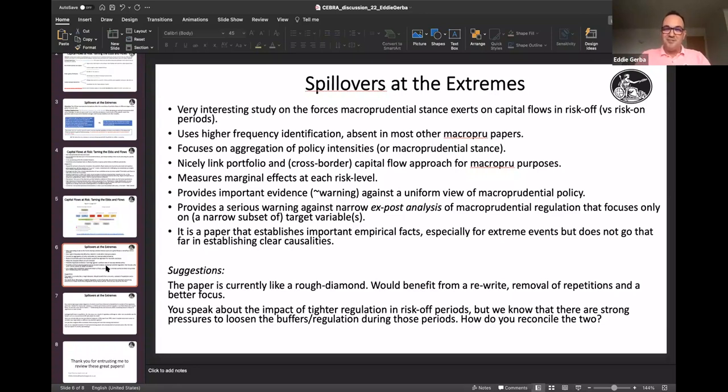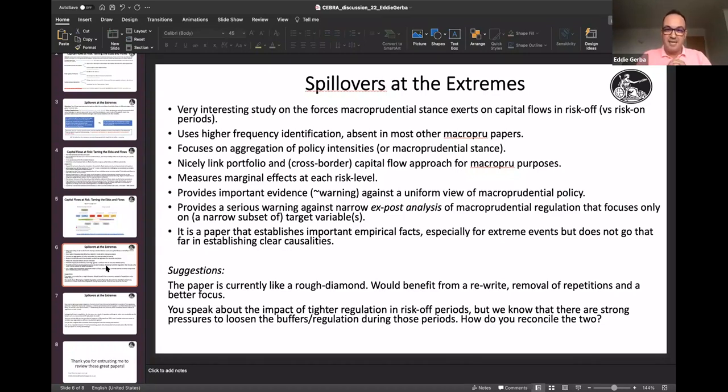Really like that you use higher frequency identification for your flows, weekly frequency, which is absent in many macroprudential papers that use more quarterly data. You focus on aggregation of policy intensity and on macroprudential stance, instead of the dummy variables, as Nice has said in your presentation.